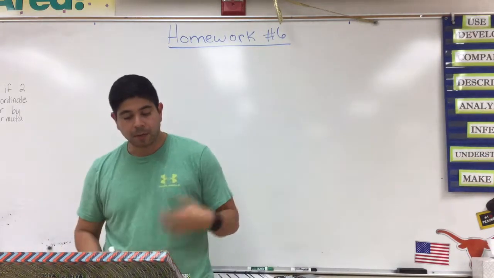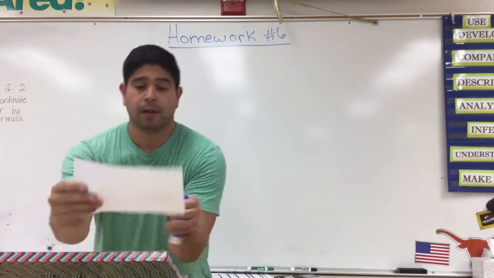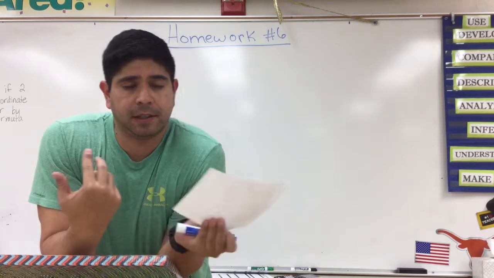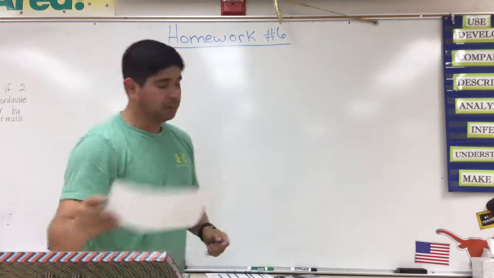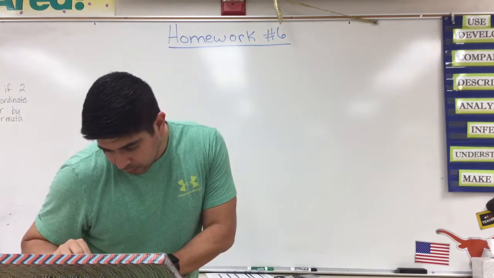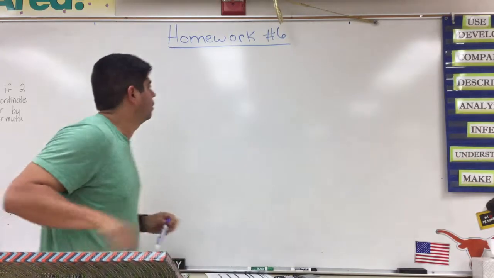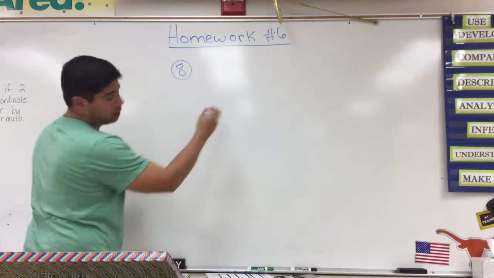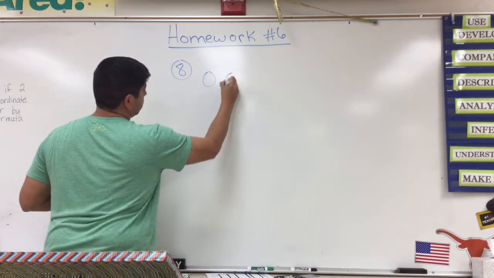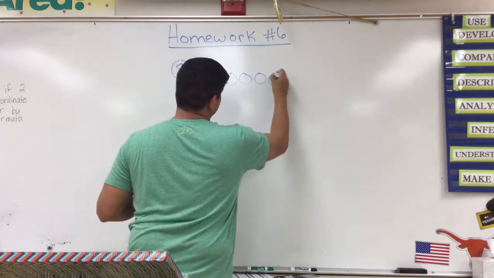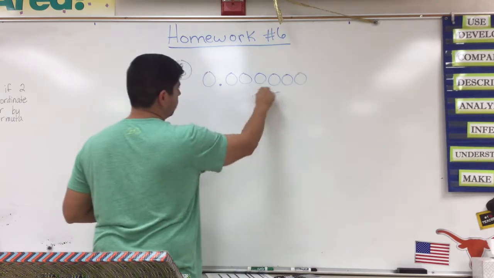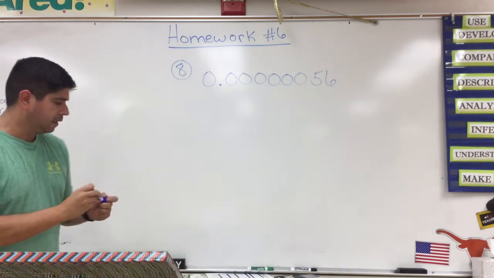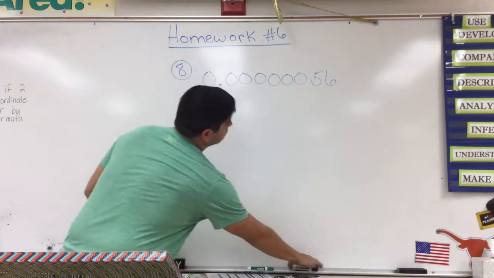All right, number 8, write 0.00000056 in scientific notation. So let me see how many zeros we got here. 1, 2, 3, 4, 5, 6. 6 zeros. So number 8: 0.00000056. 1, 2, 3, 4, 5, 6. Good. Now 5, 6. Okay, so in scientific notation, I'm gonna switch to this black marker because my blue one's running out.